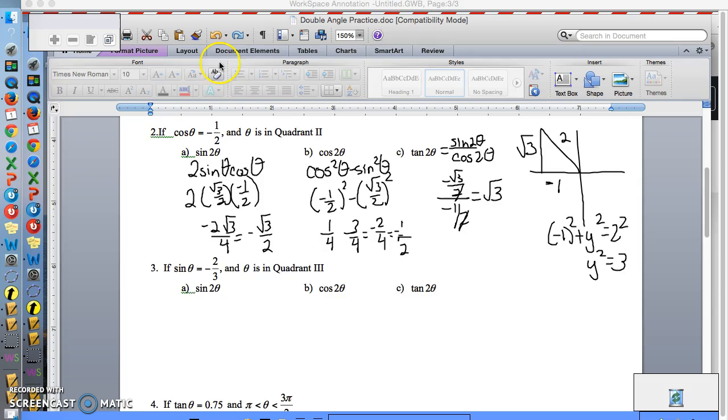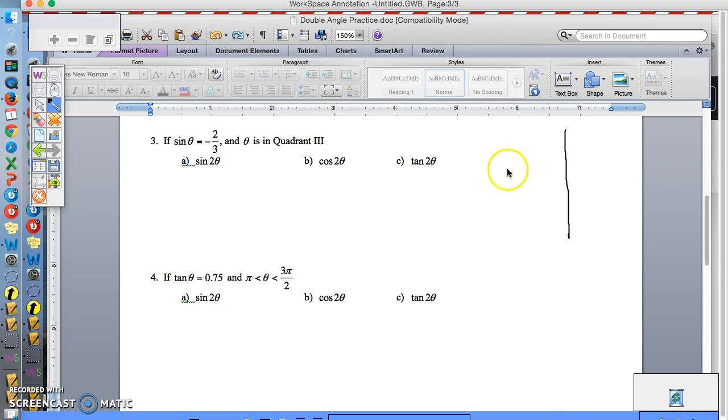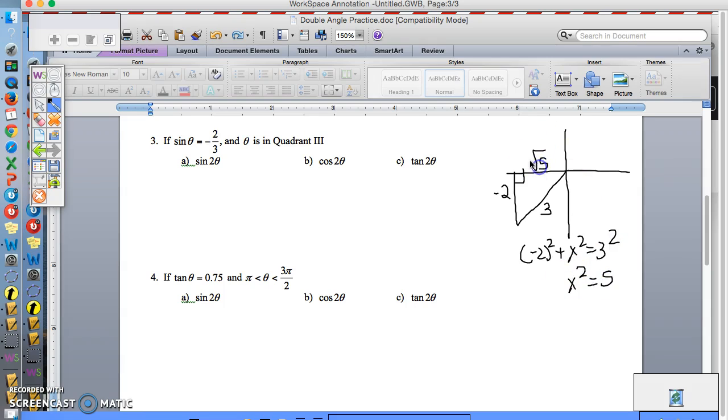So the third one here, it's in quadrant 3, and our sine is negative 2 over 3. So we have negative 2 squared plus x squared equals 3 squared. Well, x squared equals 5, so this has to be the square root of 5, but I'm going to make it a negative because it's going backwards.